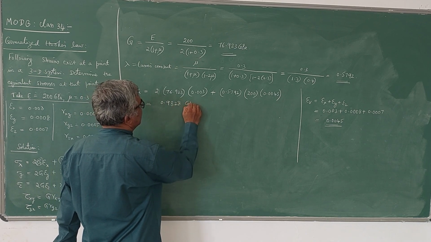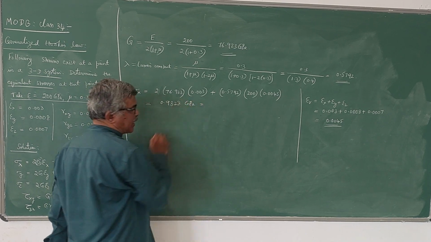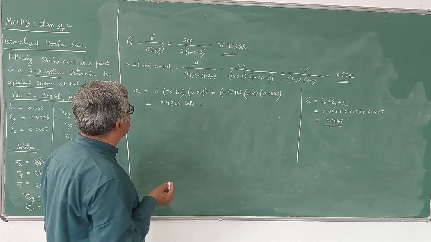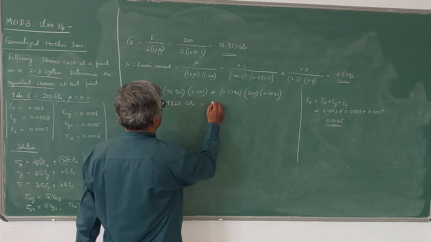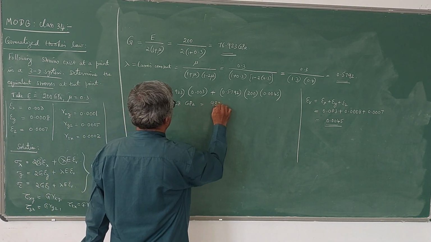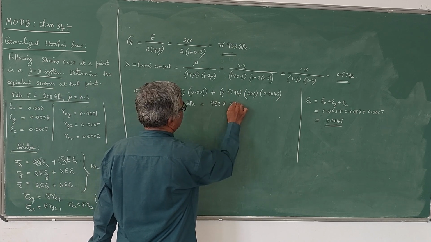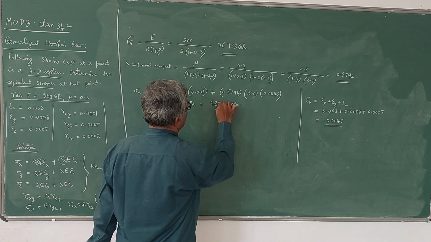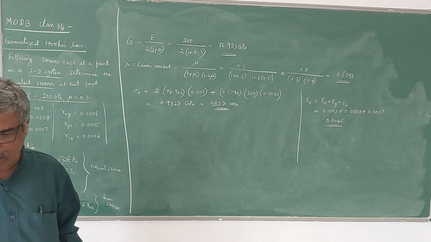0.9828 GPa. If you want to convert this into MPa, that is Newton per mm square or megapascal, multiply this by 1000, 982.8 MPa. This is the answer. Okay, 982.8 MPa.